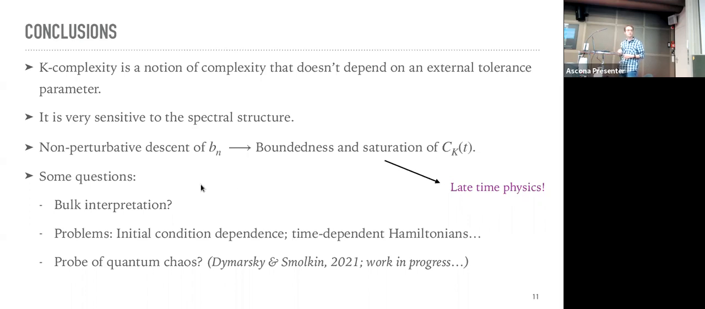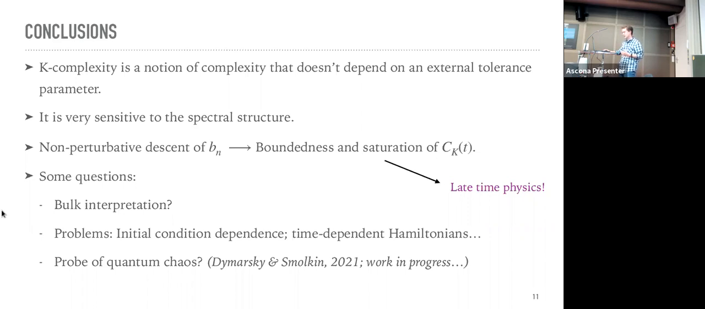There are still some questions that remain open. For example, I remained agnostic and didn't try to speculate on the bulk interpretation of Krylov complexity, but I wouldn't be pessimistic, because precisely we're just describing the successive exploration of microstates of an initial condition as it evolves in time. So this could potentially have an interpretation in terms of a bulk description.